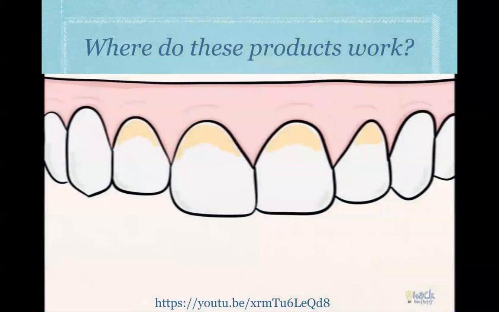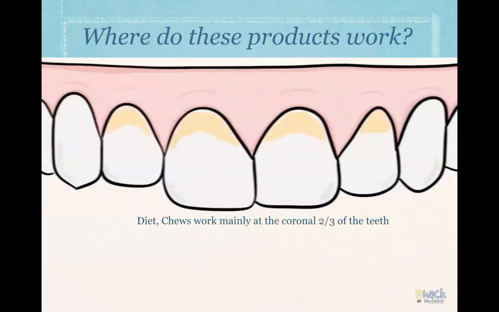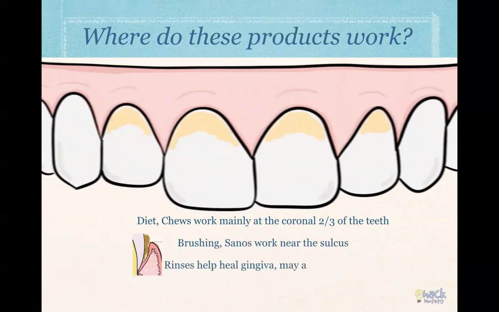So where do these products work? I'm going to skip through this video. If you want to use the link below and look at it, it kind of shows that everything happens on the gingival third. Microorganisms. And so your diet and chews mainly work at the coronal 2/3 of the teeth. And our brushing and Sanos work near the sulcus. And our rinses help the gum line and can affect biofilm.